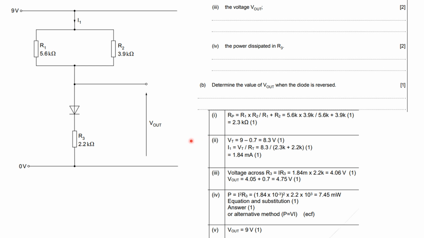Okay, so just have a little look. We're on part 3, part 4 and part 5. You can see that you've added the 0.7 there and the voltage across R3. You can use I squared R, or you could use P equals VI, and then V out is 9 volts. Straightforward.